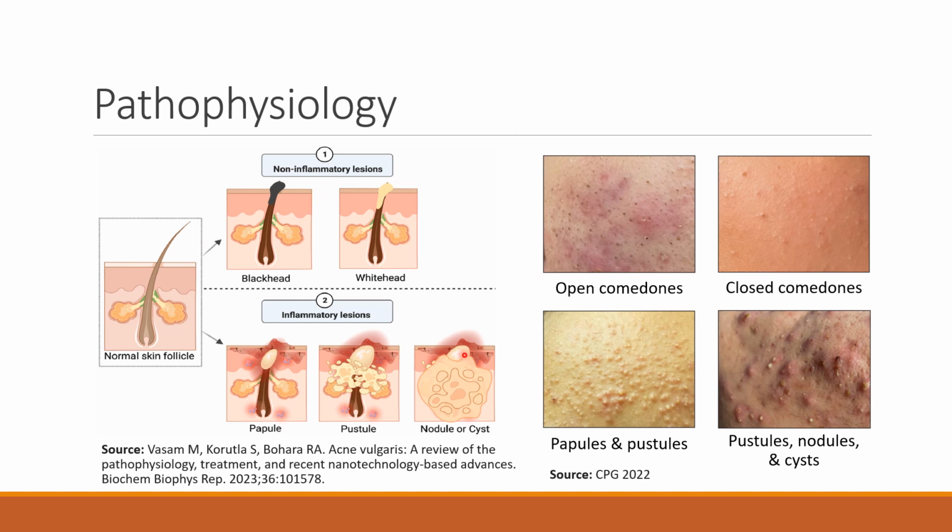The difference between the three types of inflammatory lesions is that a papule is not filled with pus, whereas a pustule contains pus or fluid in its center, and a nodule or cyst is a severe lesion formed by a mixture of pus, bacteria, sebum, and dead skin cells.